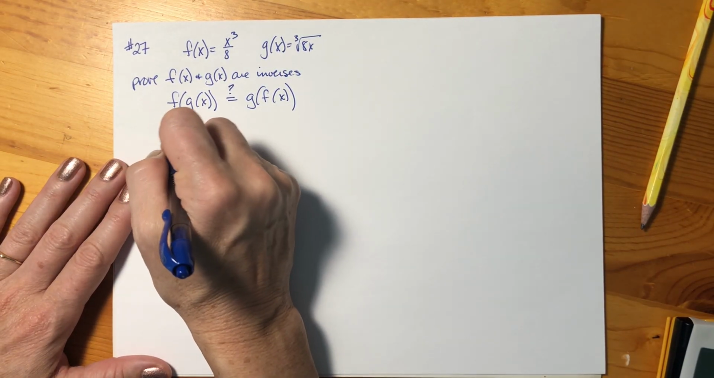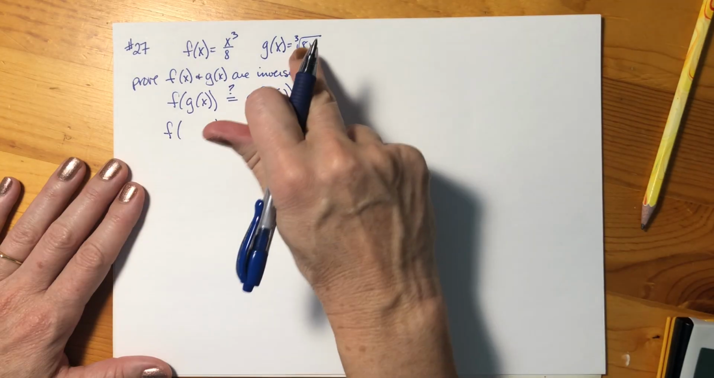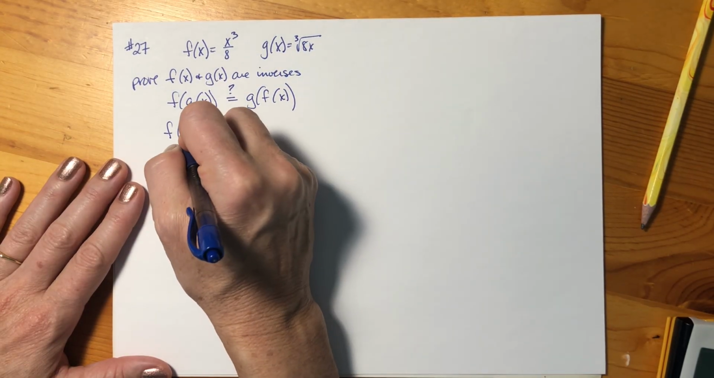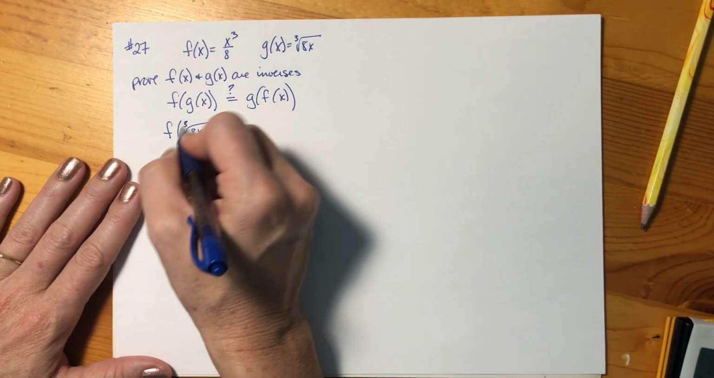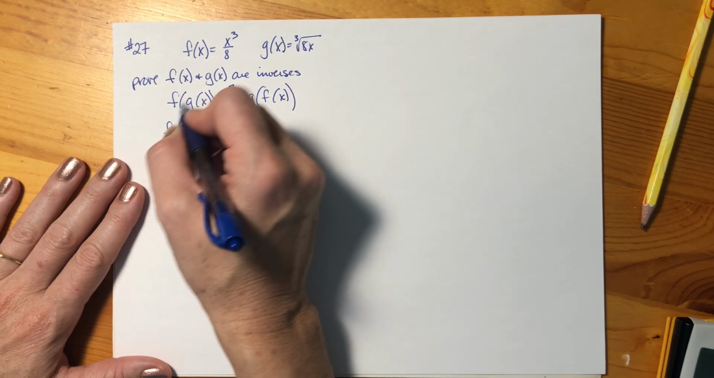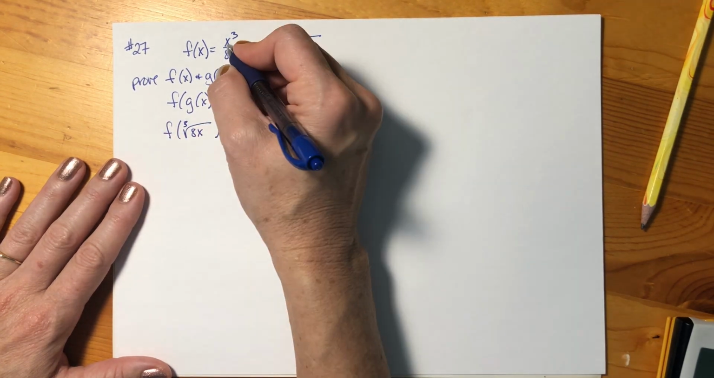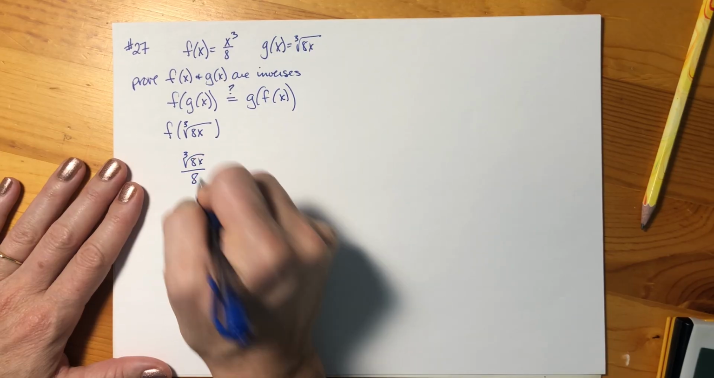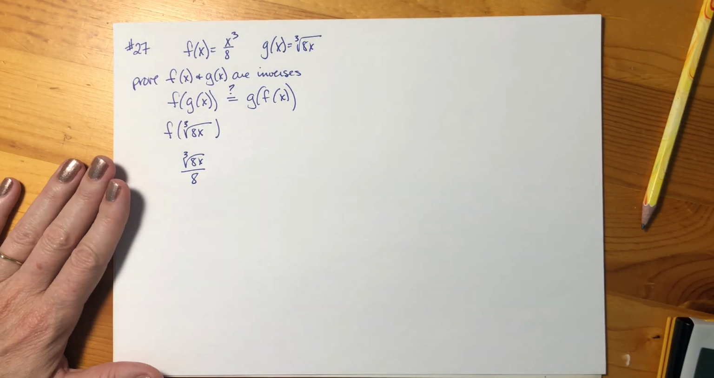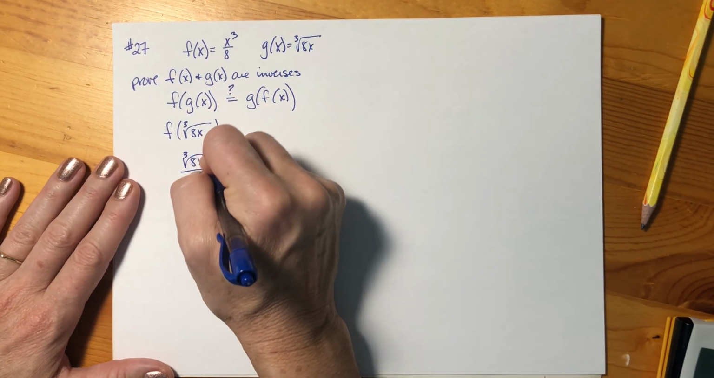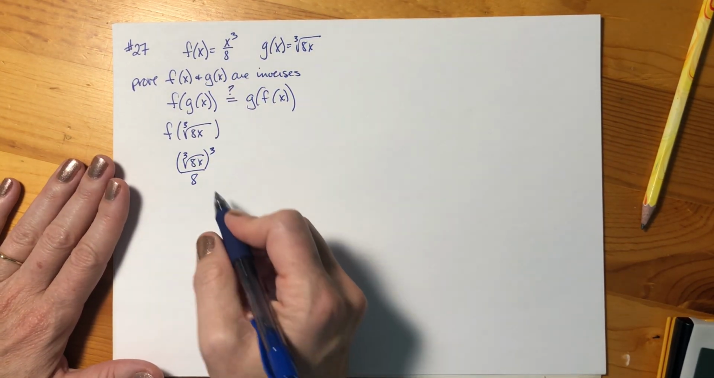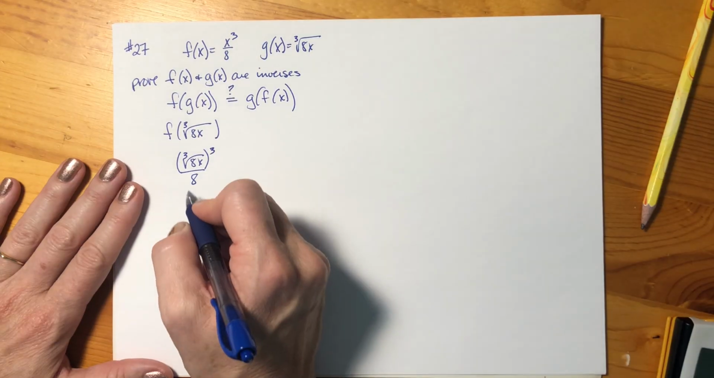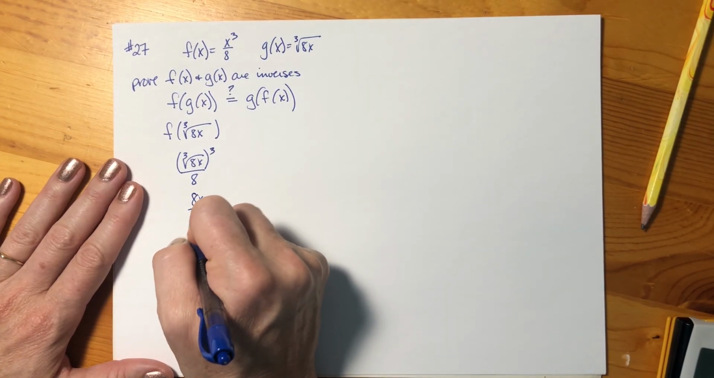Let's start with the f function, and inside the f function I'm going to put the g function, which is the cube root of 8x. Then I'm going to take the cube root of 8x and put it into the f function. So everywhere I have an x, I'm going to put the cube root of 8x over 8. Makes sense so far? Oh, wait, I forgot to cube it, right? Oh, that would be silly of me. So if I cube the cube root, that's just going to be 8x over 8, which is x.